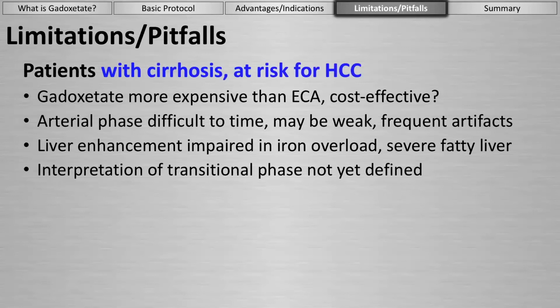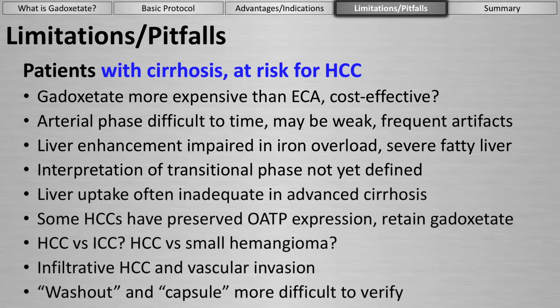Now, in patients with cirrhosis at risk for HCC, we have the same 4 limitations, but now we have a few more. And those limitations are that liver uptake is often inadequate. Some HCCs, if 90 to 95% of HCCs don't have OATP expression, that means 5 to 10% do, and those can cause confusion.